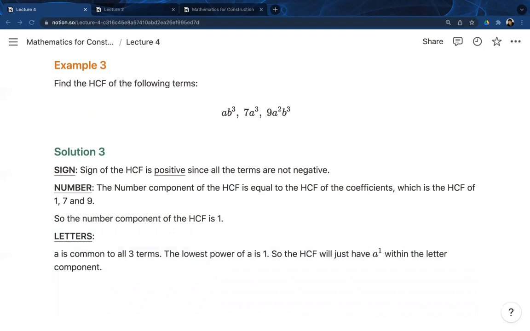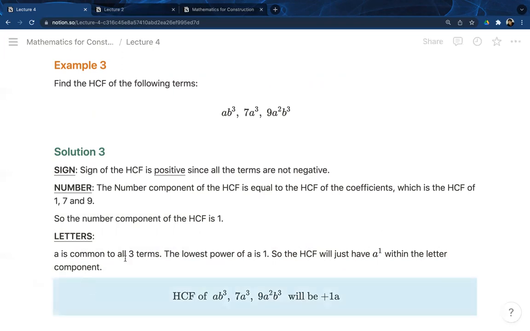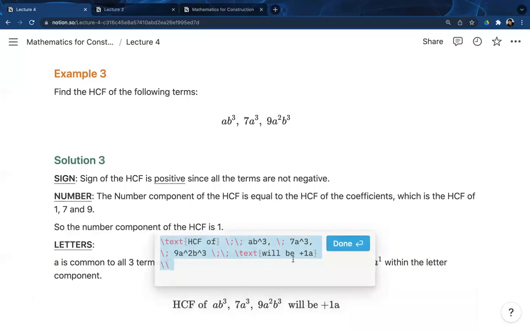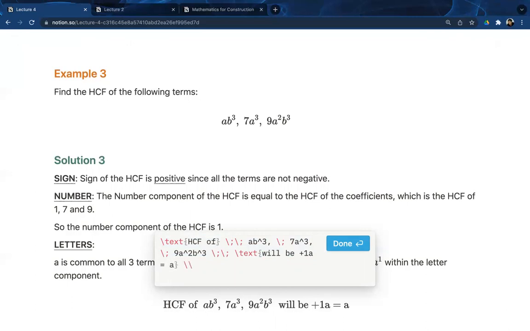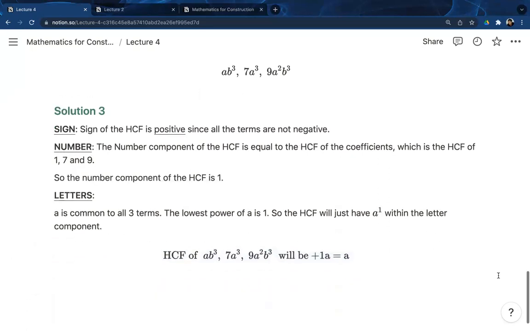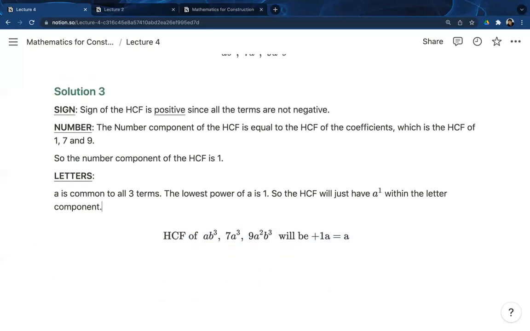So when you multiply all these things together, positive times 1 times A, the HCF of these 3 terms will be positive 1A. And you don't really write it as positive 1A, you just say the HCF is equal to A, right? You don't typically put your answer as positive 1A, but you get the idea. Hope you all understand this. That was like a trick question in a sense.